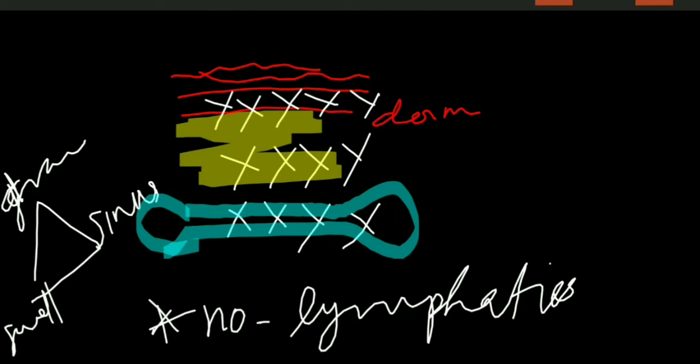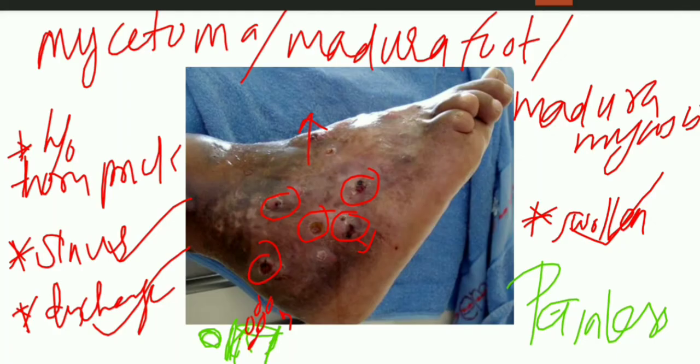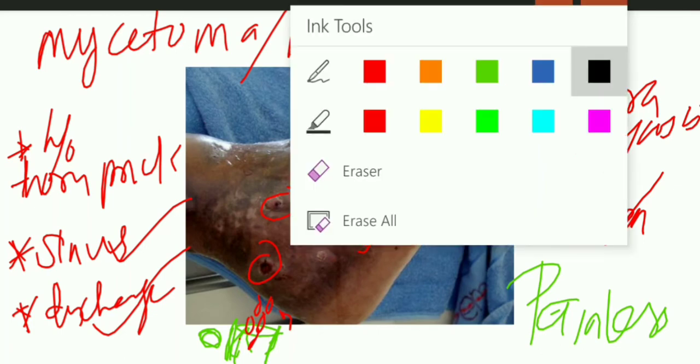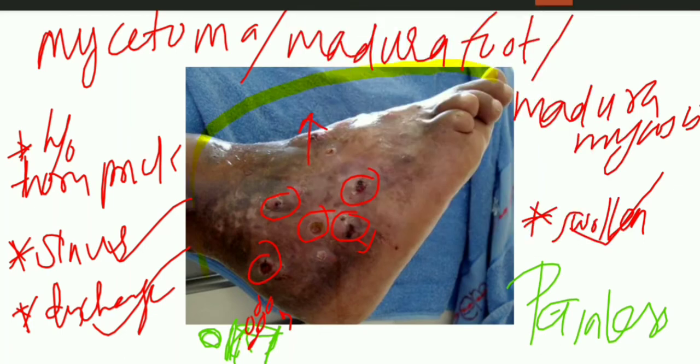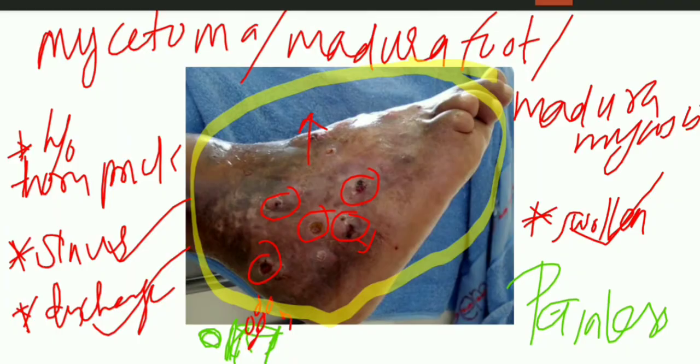Now the question is, this triad, you can see the swollen foot with a discharging sinus in other presentations also. So here you can see the presentation of a swollen foot with a discharging sinus. So which are the conditions? You can see this. We have told about this Mycetoma.